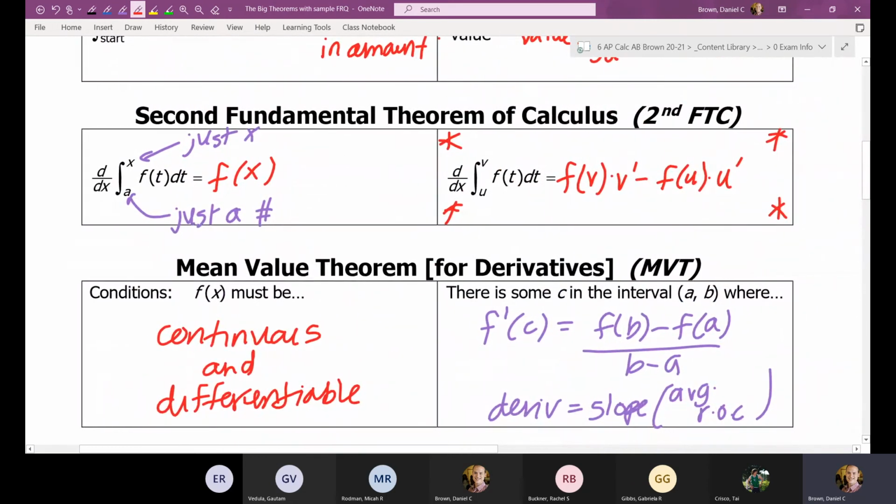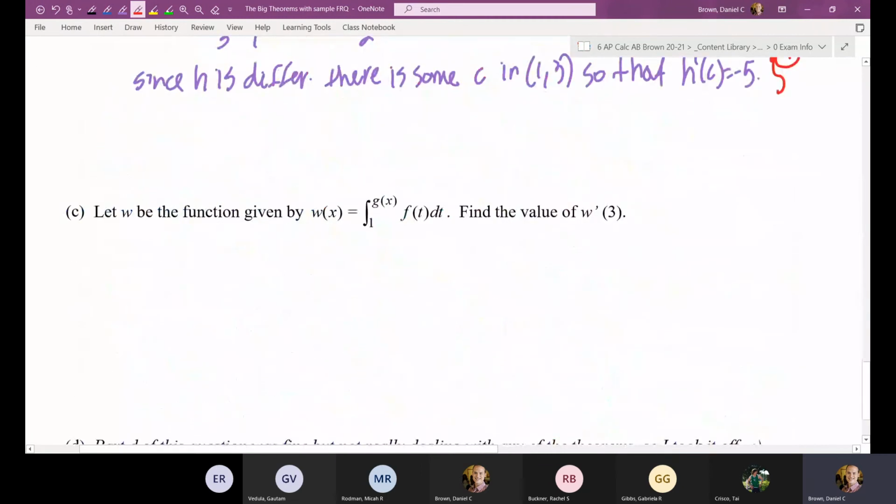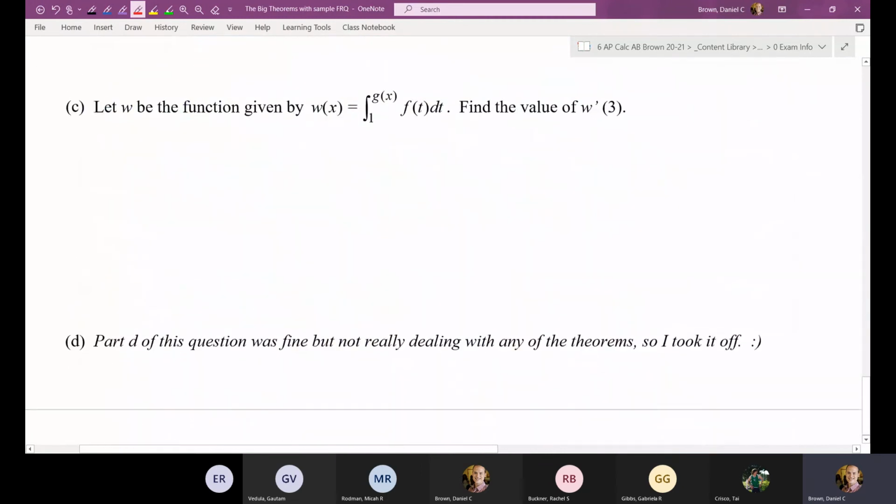So it is a second derivative, the second fundamental theorem of calculus. Could be the common case, could be the general. Let's talk about some clues of how I know this is a second FTC problem. The reason I know it's a second FTC problem is W is an integral, and it's asking me to find the derivative of W. So whenever you're taking the derivative of an integral, big idea, this is the second FTC.